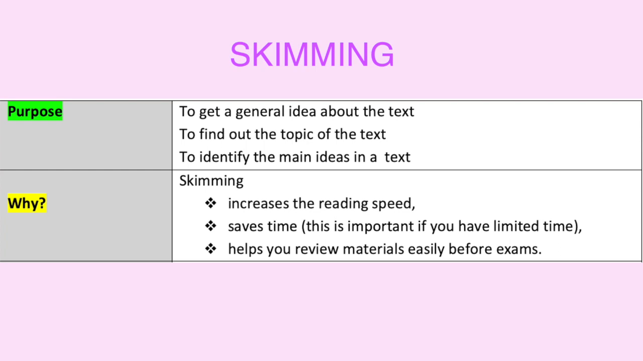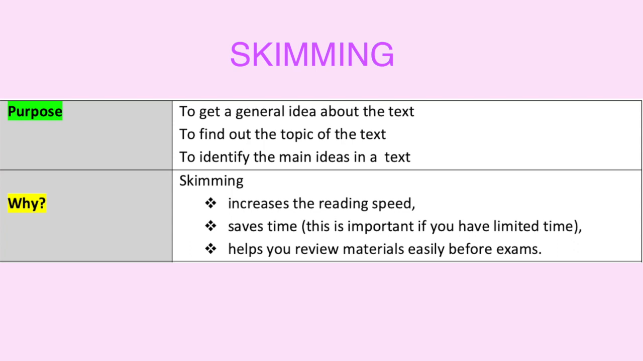The third strategy we're going to look at is skimming. Skimming means reading very quickly to get the general idea from a text. We do skimming in order to get a general idea about the text, to find out the topic of the text, and to identify the main ideas in a text. Similarly, this reading strategy increases the reading speed, it saves time, this is especially important if you have limited time, and it helps you review materials easily before exams.